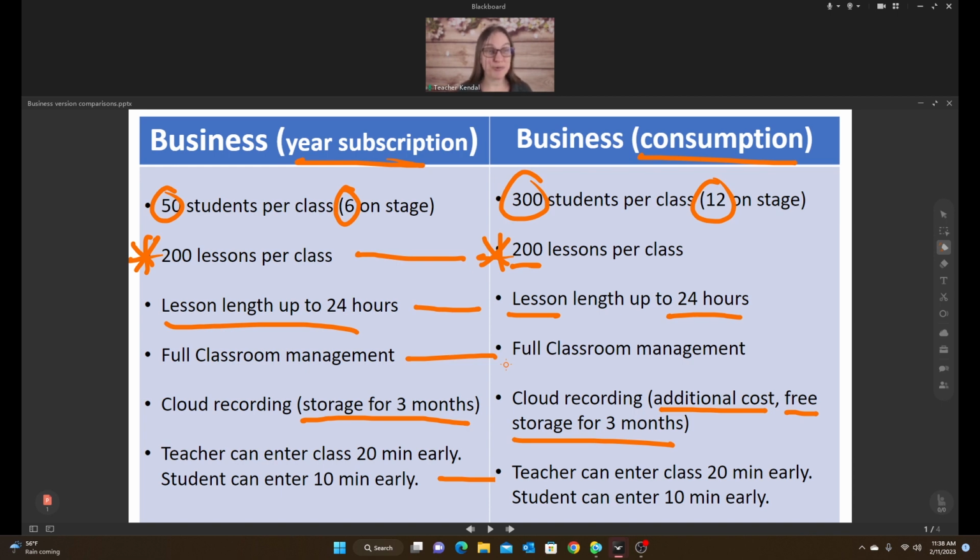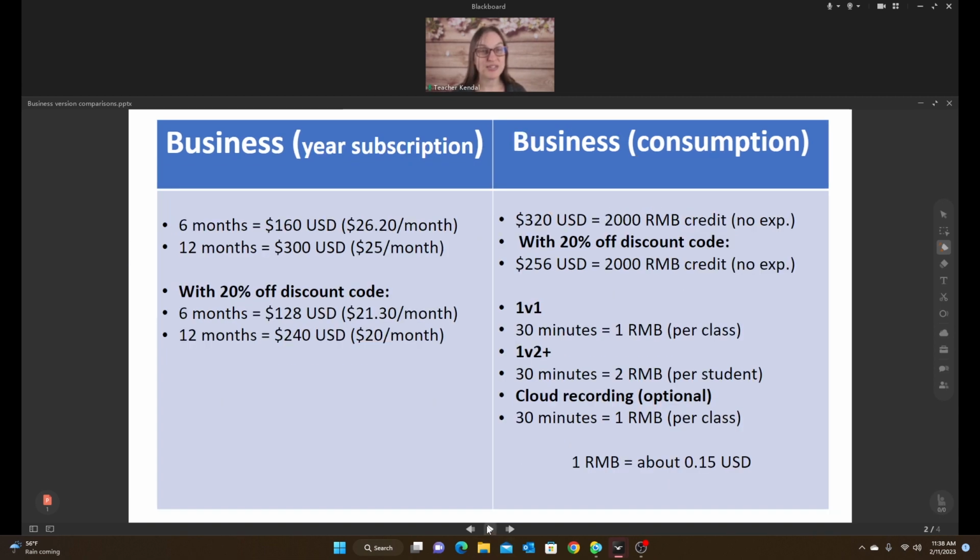So either one would work. What's going to be the determining factor for most people is going to be when you get to the pricing. The pricing is a lot different in how it is calculated and how you pay for them. So the business subscription is so much easier to understand.